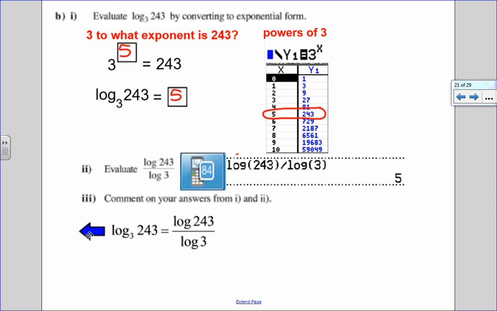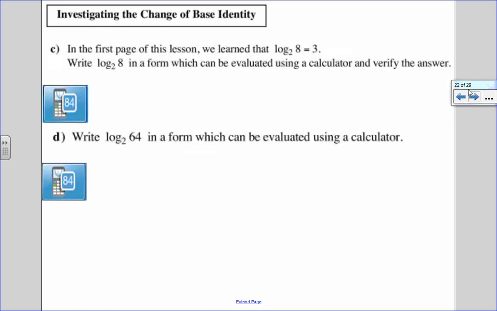Log base 3 of 243 is the same as log of 243, which is log of the argument, divided by log of 3, which is log of the base. So that's 2 examples where we're seeing that this method works. So change of base identity is something that we can use to evaluate logs on our calculator.